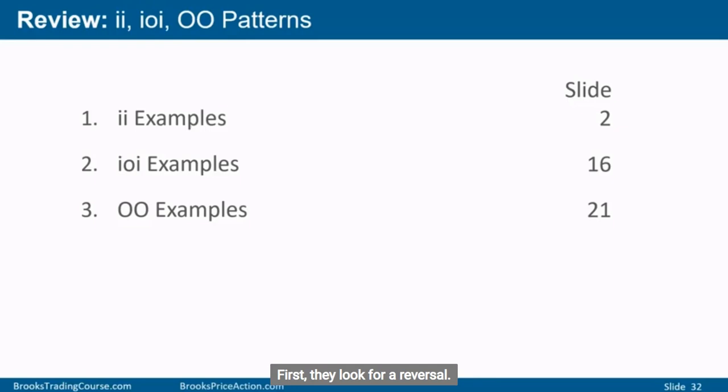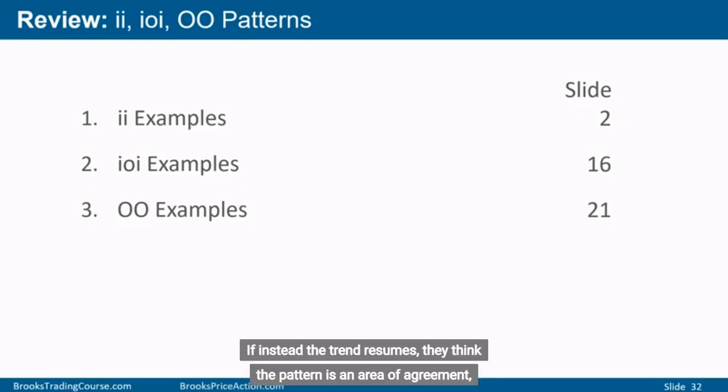First, they look for a reversal. If instead the trend resumes, they think the pattern is an area of agreement, and therefore the resumption of the trend usually does not get very far. So they're either reversal patterns or final flags.